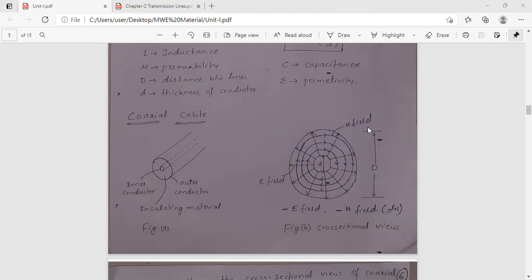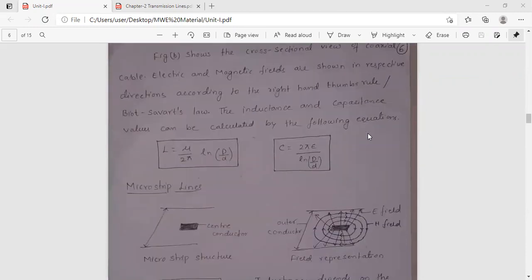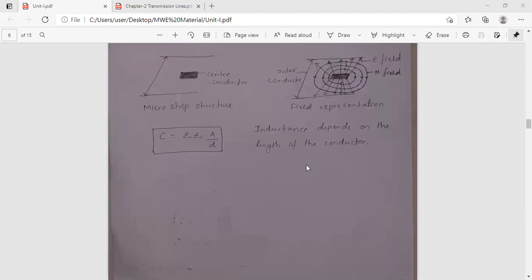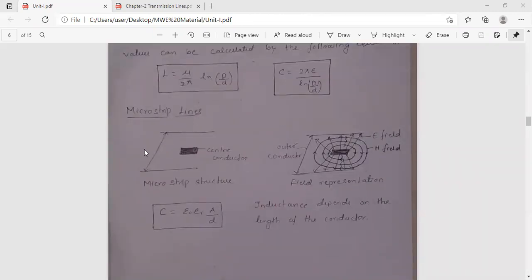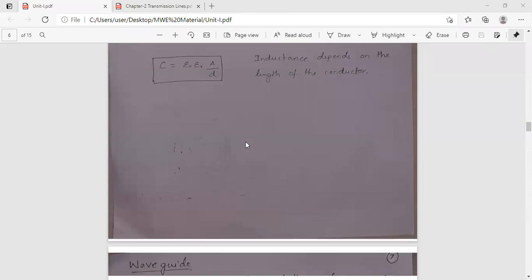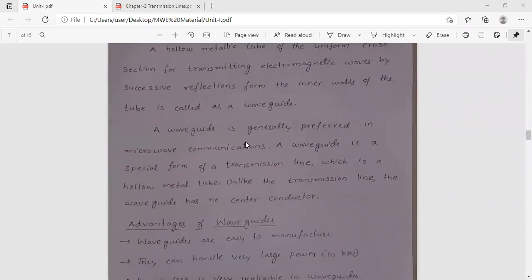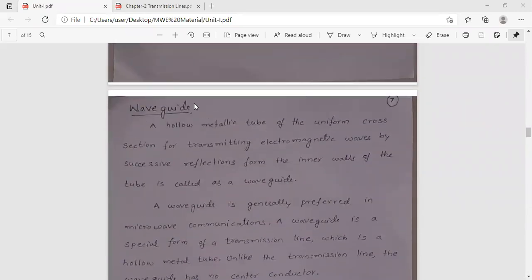Now, after this, we have seen the calculation of inductance and capacitance over there. And with that, we extended to the microstrip lines. This microstrip line is nothing but a rectangular strip, as I have said, and here the wave propagation will be only in two directions, and in turn we have an electric field and magnetic field over here. Okay, so these are all the things we discussed in the morning session, and now I am going to extend the discussion towards the waveguide.